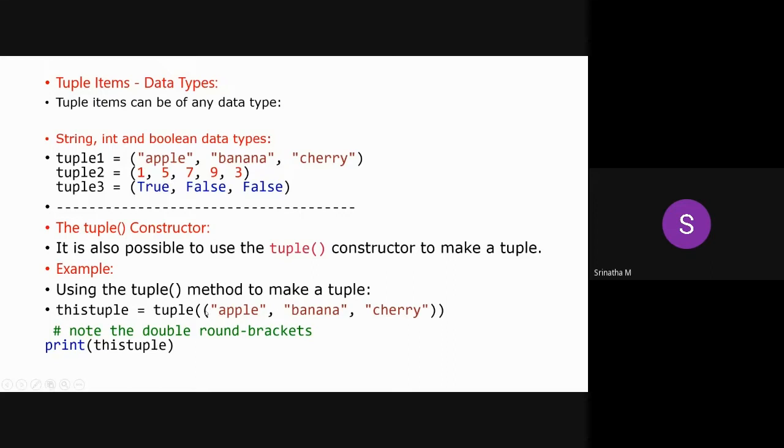Here you need to note down the double parentheses, the round brackets, and take care of them. Because this is a function, up to here it is the function, and what you are passing as the parameter is the tuple values. That's why two parentheses must be there. This is the syntax to create a tuple by using the tuple constructor, and this is how you print the values.